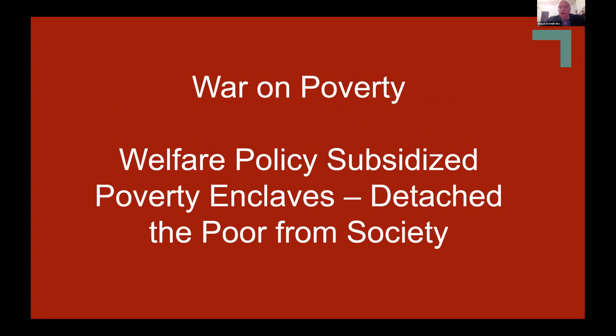And the policies that were advocated at that time had another negative consequence. Besides taking people away from the workforce, it also took them away from society. It built projects and taxed their earnings so that they became dependent enclaves inside the larger society.